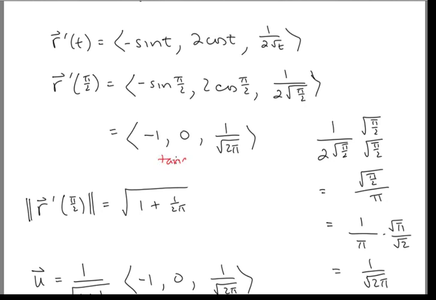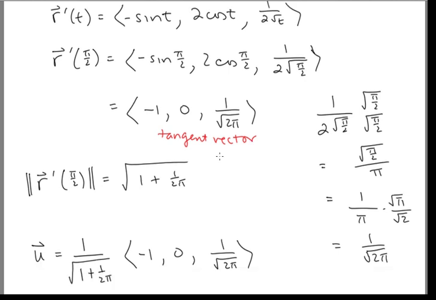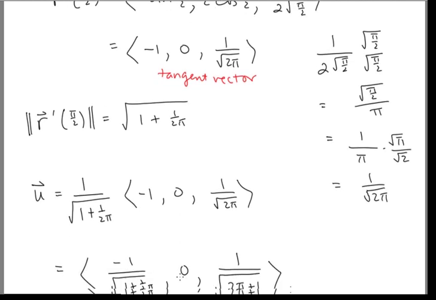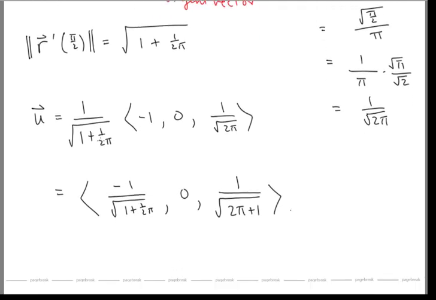So this so far is our tangent vector, but it's not a unit vector. So let's find its length, and then we can scale it to be a unit vector. Finding the length, we have negative 1 squared plus 0 squared plus 1 over radical 2 pi squared. So we're here. And now we're going to scale our vector by dividing by that length. And so this is going to be our unit tangent vector. We can multiply that factor in, and we're here.